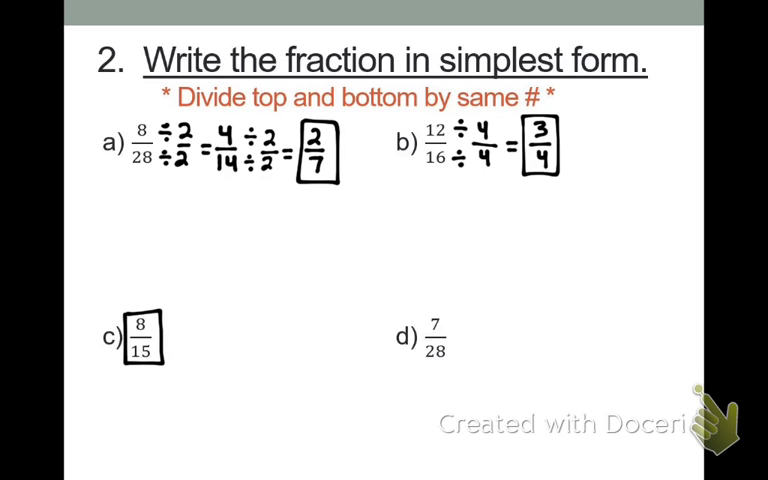All right, I want you to look at the next one, 7/28. What can go into a 7 that can also go into a 28? 7. A lot of times it's a great idea just to check the numerator to see if the numerator, because we know it can go into itself, can go into the denominator. So we're going to divide by 7/7, which is the same thing as the number 1.